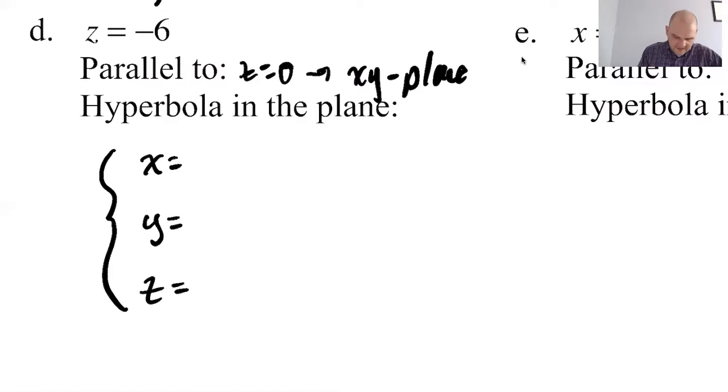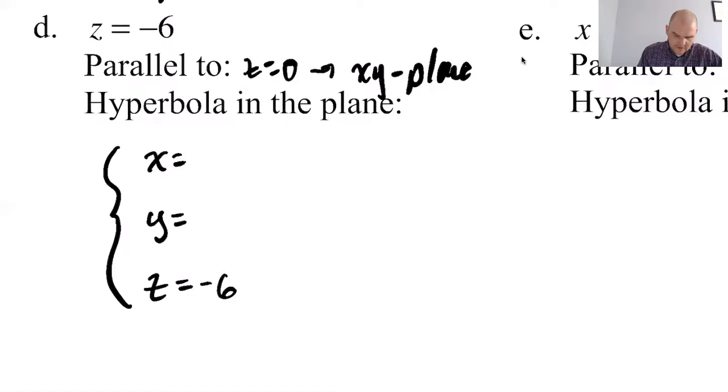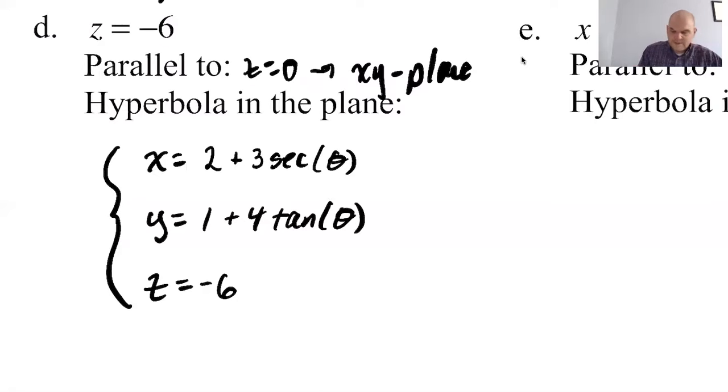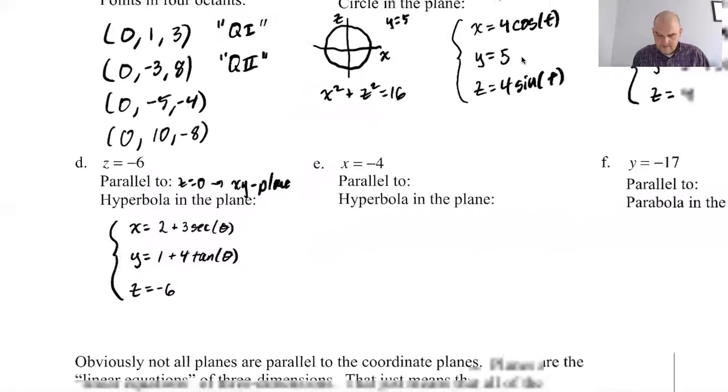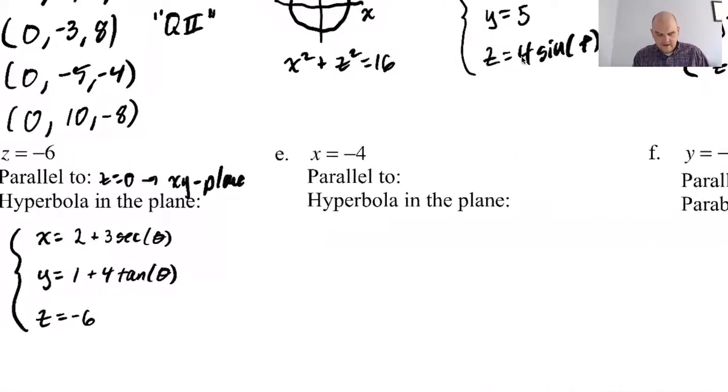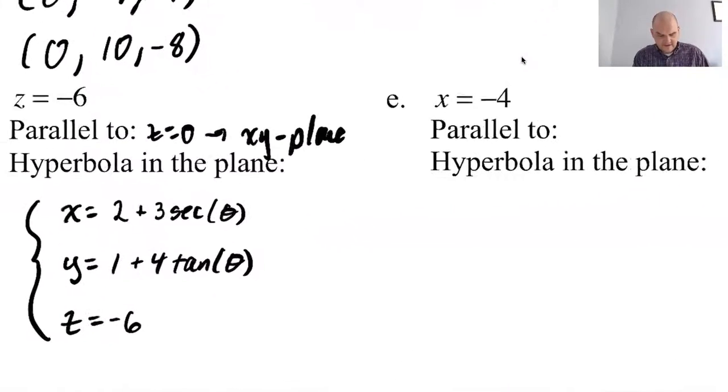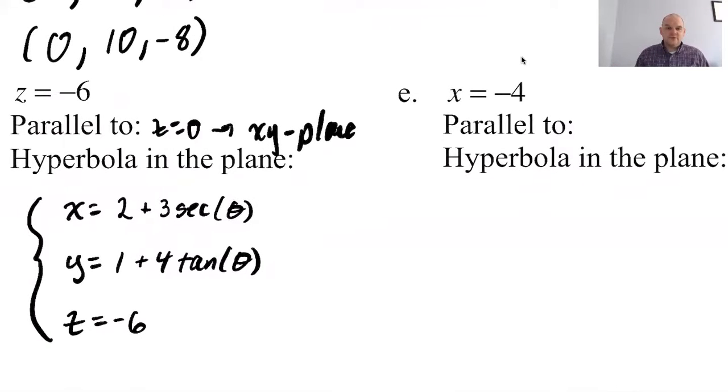All right, so z equals -6. No choice, it's going to be that. And now I just need a hyperbola, and it could be any hyperbola. I'm going to go with 2 plus 3 secant theta, and then 1 plus 4 tangent of theta. I'm using theta as my parameter here. I mostly use t in the other ones, it looks like. You could use whatever you want as long as it's not x, y, or z. That's going to work for us.